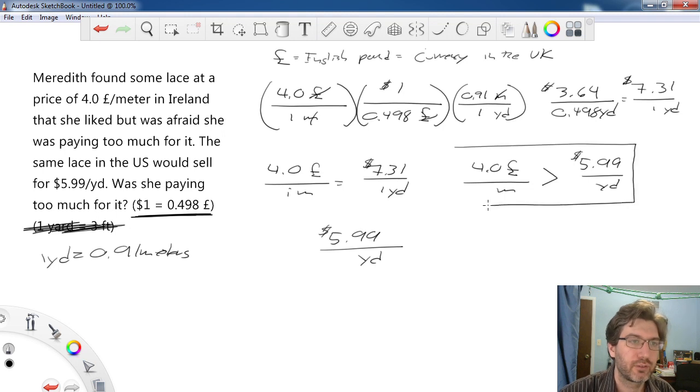So that is technically your answer, because it was just asking you to compare. Was she paying too much for it? Yeah, she's paying too much for it. And you can sit there and subtract the two to find out by how much, but it's not asking that. But she was paying too much.